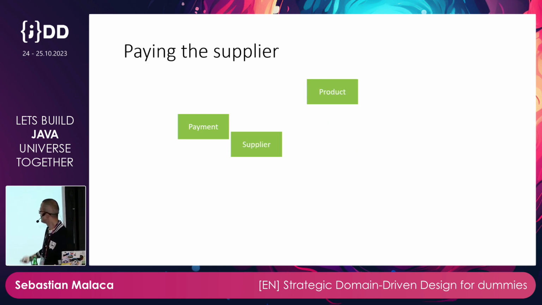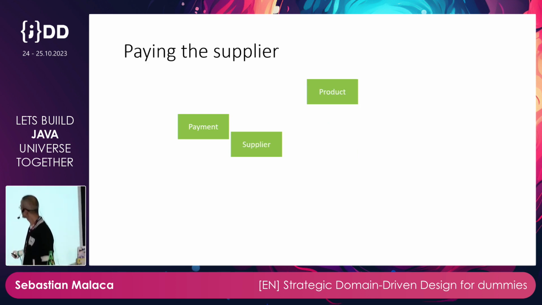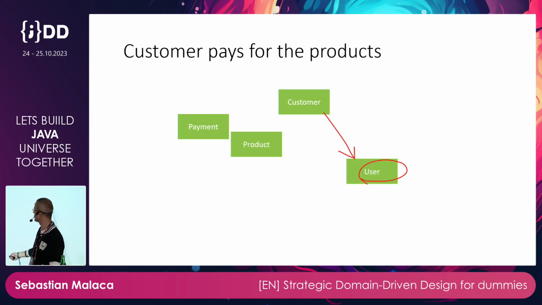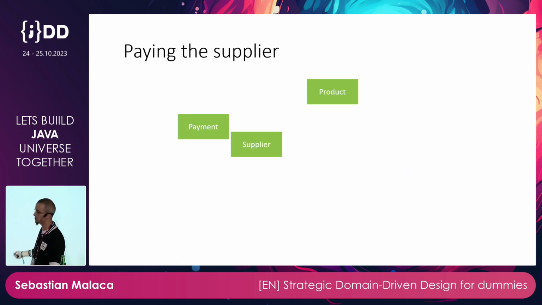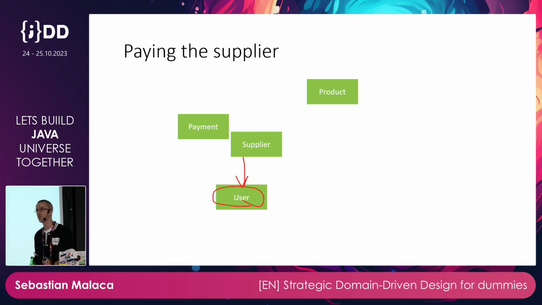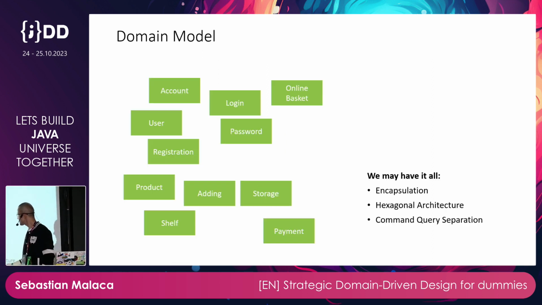And paying the supplier: product, payment, supplier. So we already know the payment. We have it here. We already know the product. It was everywhere. And the supplier, once again, is nothing but the user, but with a different role. So this is our domain model.